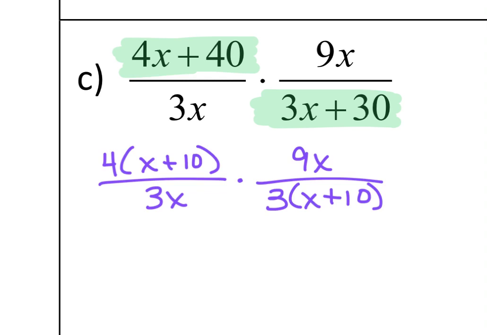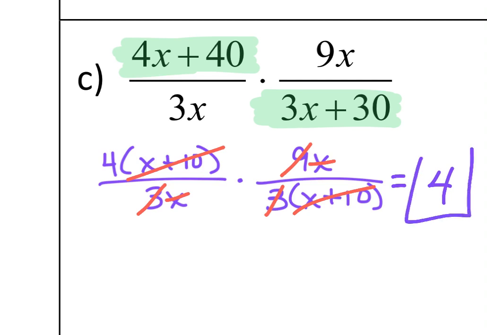Now I'm going to cancel the x plus 10s, but I can also cancel this x here with the 9 and the x with the 3. I can also say 3 times 3 is 9, or you can cancel each 3 separately. But at the end of the problem, all you have left is that 4, and it's in the numerator, so it's just 4. Don't write 4 over 1.